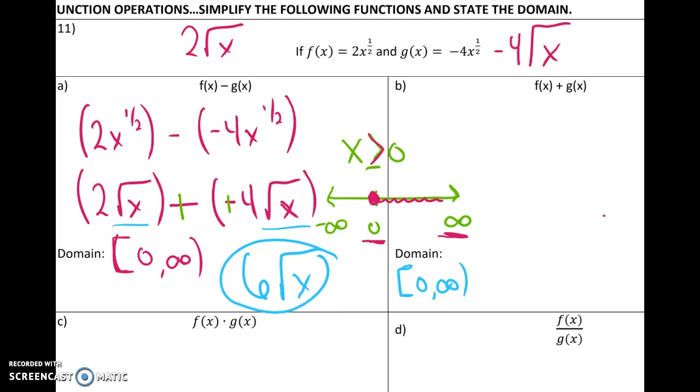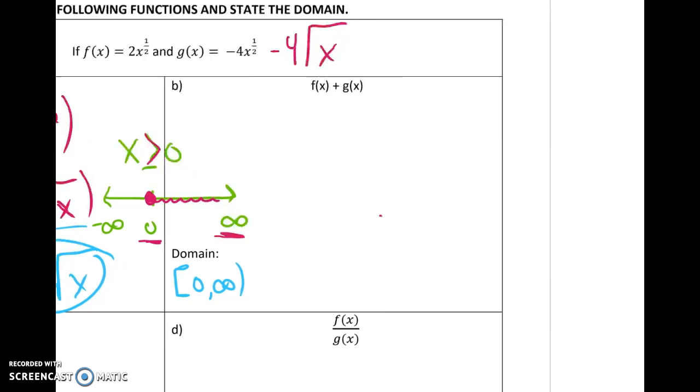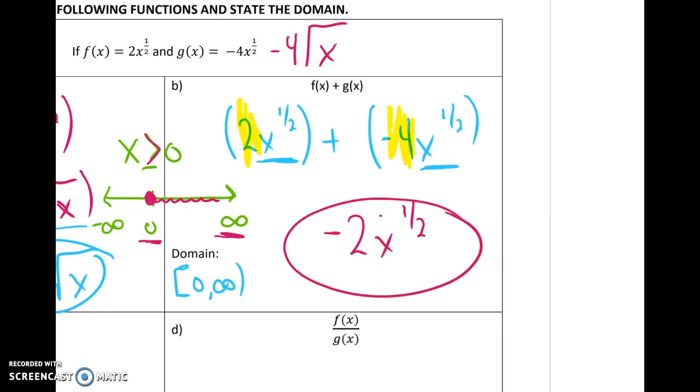So when you go to B and you write it, this time it's going to be f of x minus g of x. And you can write it like this if you want. Doesn't matter if you write it like this or as the square roots. I'm describing how many of these x to the 1/2 that I have. So if I have 2 here and -4 here, that will give me a total of -2 of these x to the 1/2. And then you have your domain issue.